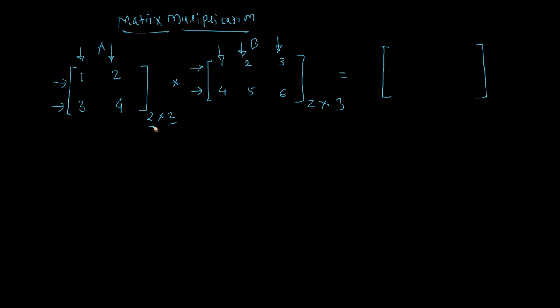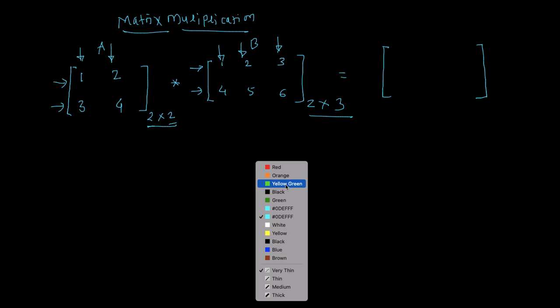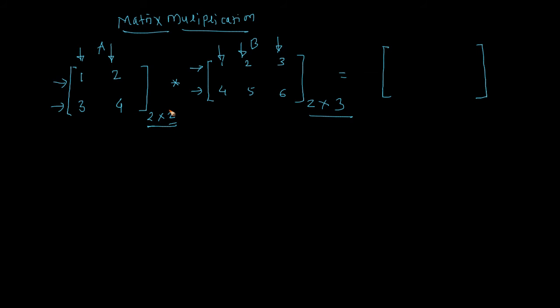Now the dimensions of this matrix are 2 by 2. The dimensions of this matrix are 2 by 3. In order to multiply matrices, inner dimensions must match. That means the number of columns here must match the number of rows of this matrix, right? Then only we'll be able to perform matrix multiplication. We have two columns here and two rows here, so they do match. So that's why we are able to perform the matrix multiplication, and the resultant matrix dimensions will be this into this, 2 by 3.